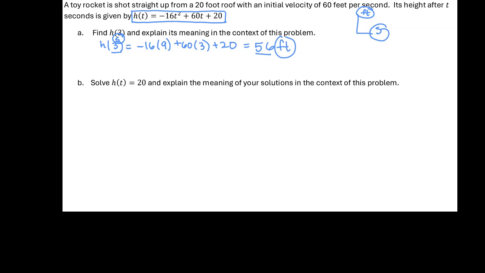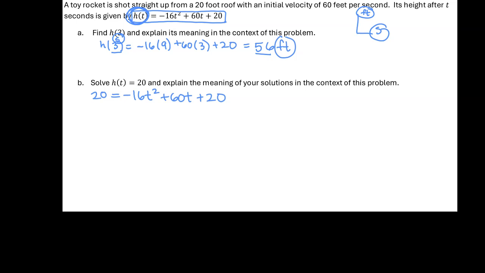Kind of similar here, but switching things up a little bit, we would like to solve h of t equals 20, and then we'll think about what those solutions mean as well. So this is not telling me to plug 20 in for t. This is telling me to set the whole thing, the height, equal to 20. So up here we will replace the h of t with 20 and set that equal to our negative 16t squared plus 60t plus 20.